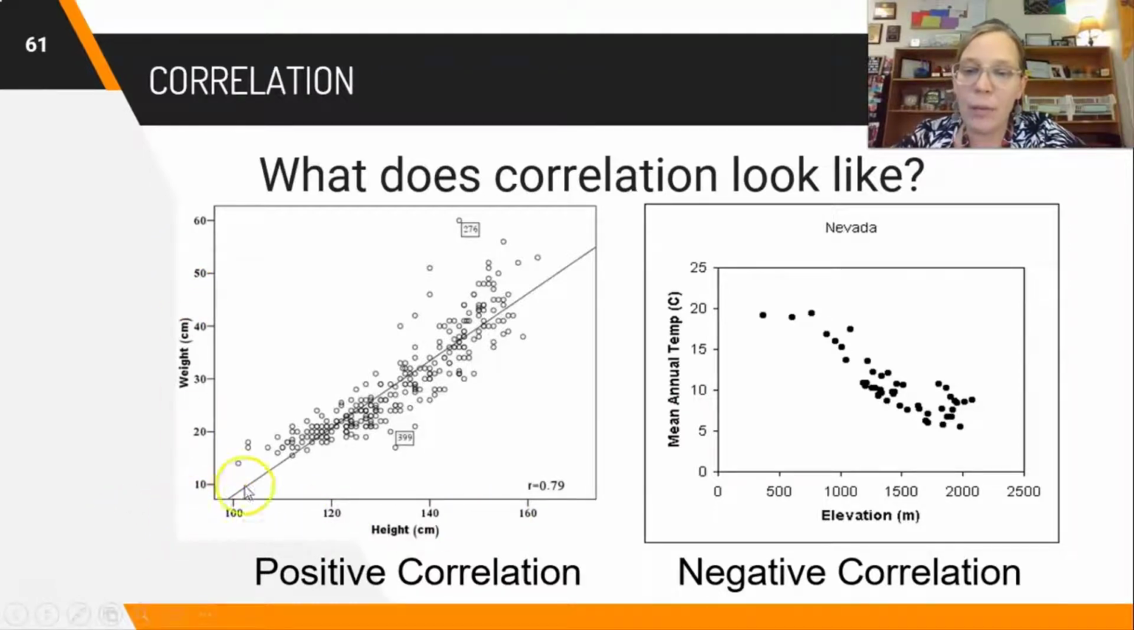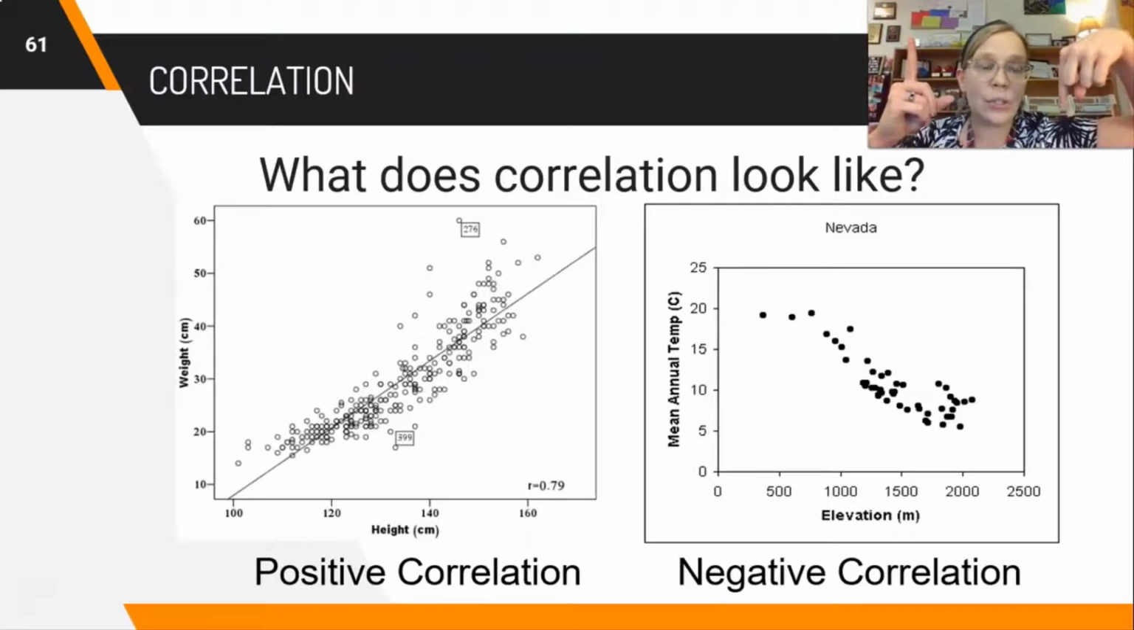So if we have a positive correlation, the scatter plot will look like this. There will be a slow increase. As X increases, so does Y. If we have a negative correlation, then as X increases, Y decreases. So I like to use my hand signals to practice this. So a positive correlation is if X increases, Y increases. Negative correlation would be X increases, Y decreases.